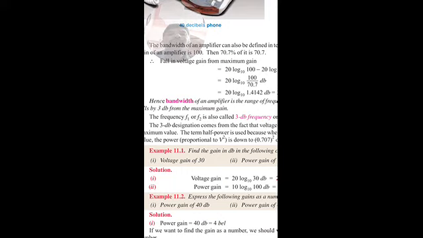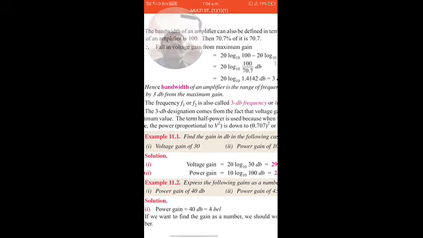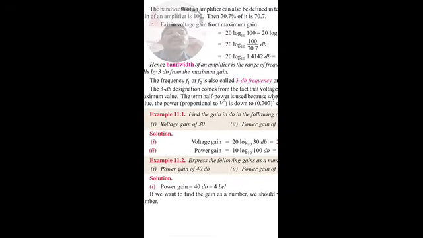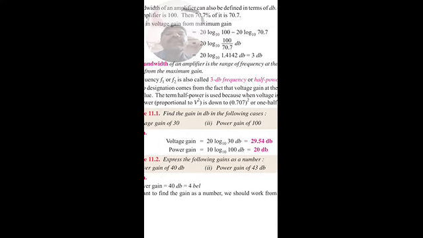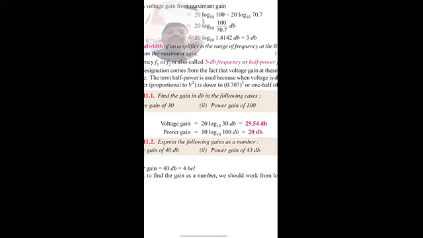So we are going to solve a few problems on the gain, bandwidth and frequency response of a multi-stage amplifier. Before going to this, let us find the gain in dB in the following cases: the voltage gain of 30 and the power gain of 100. Calculate the gain in dB. Voltage gain of 30, so 20 log of 30 to the base 10 comes to 29.54 dB.